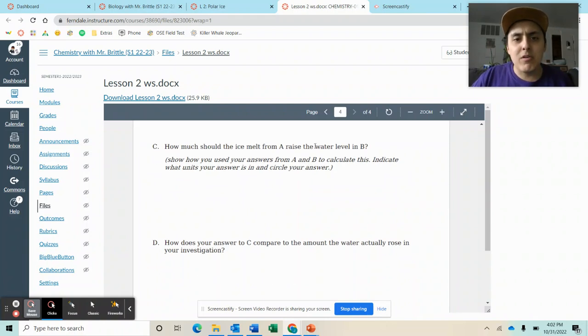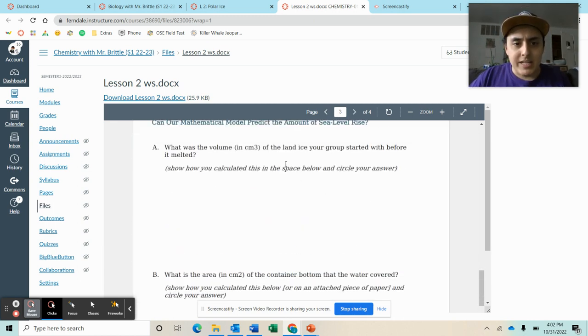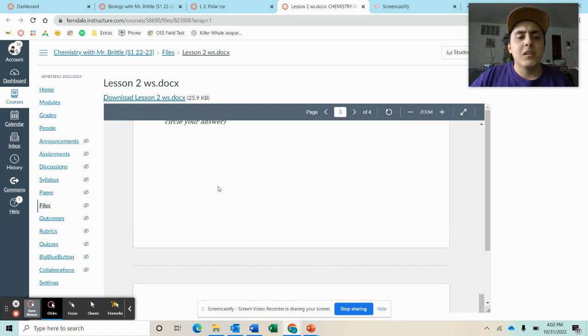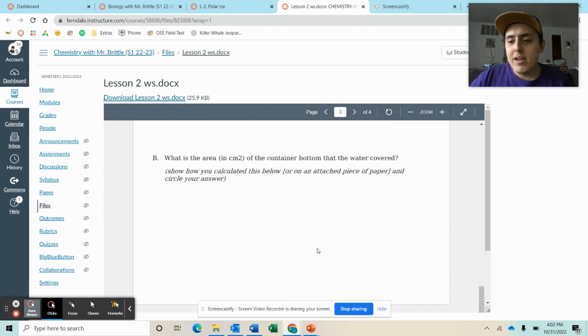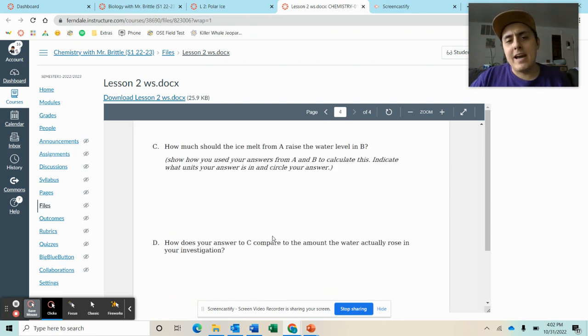How much should the ice melt from A raise the water level in B? I don't know what the number is off the top of my head, but basically you're going to take, I wish there was a typing tool on here. Basically, you're going to take the volume of the ice and divide it by the area of the container. So sea level rise equals volume of the ice divided by the area of the container. So you're going to take your answer here, what was the volume of ice, divided by the area you calculated, and that's what your answer here is going to be.